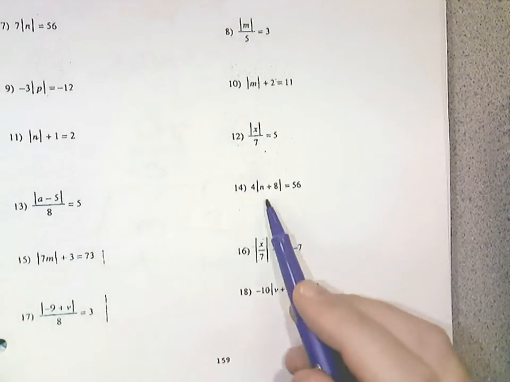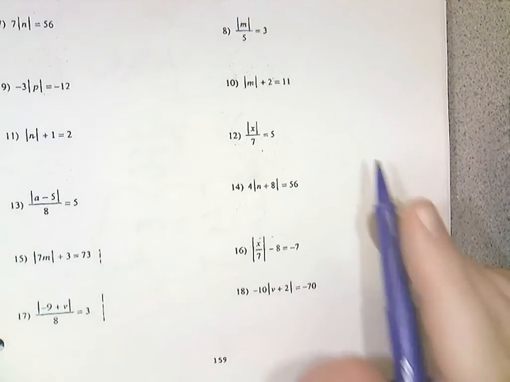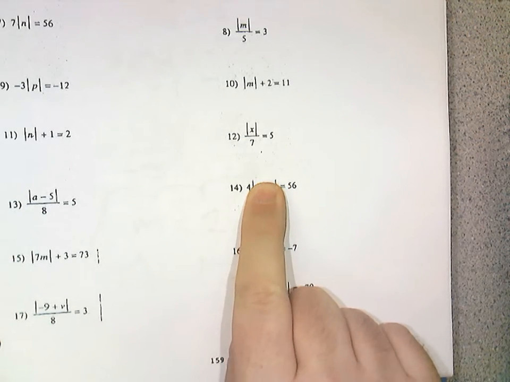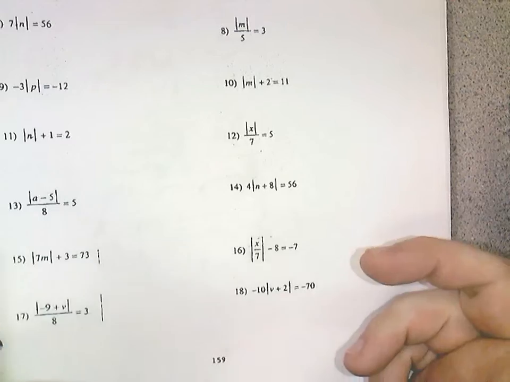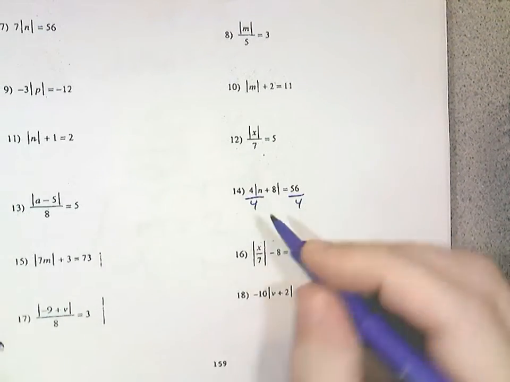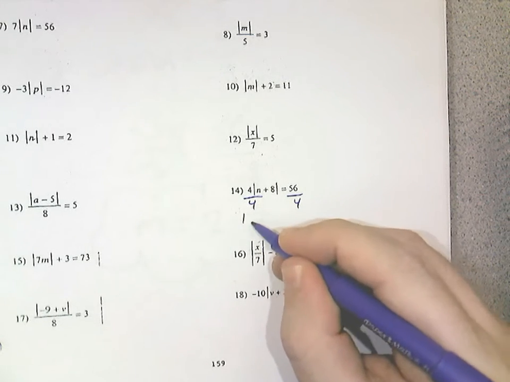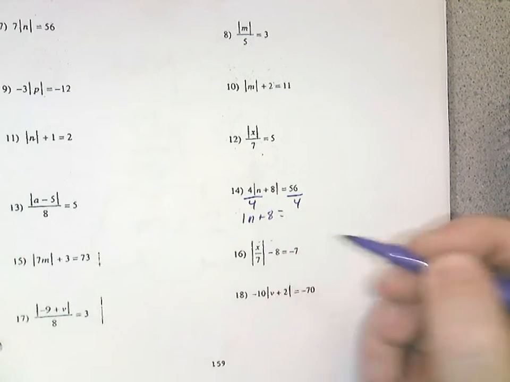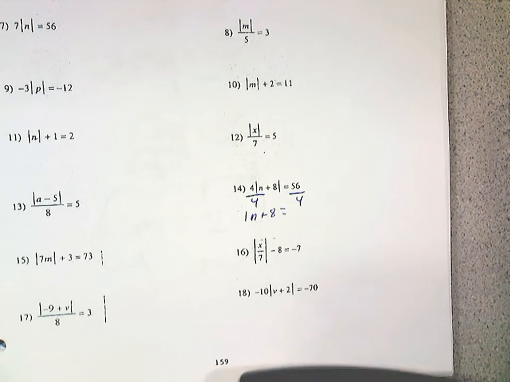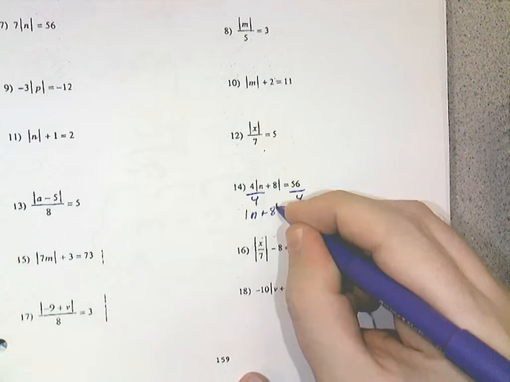So how would I get rid of that 4? Well, it's multiplying with this absolute value, right? You just got to think of the absolute value as a big variable, basically. If it was 4x is equal to 56, how would we get rid of that 4? We would divide. So we would divide by 4 on each side. And that's going to give me absolute value of n plus 8 is equal to something. 56 divided by 4 is 14. I need to work on my times table.